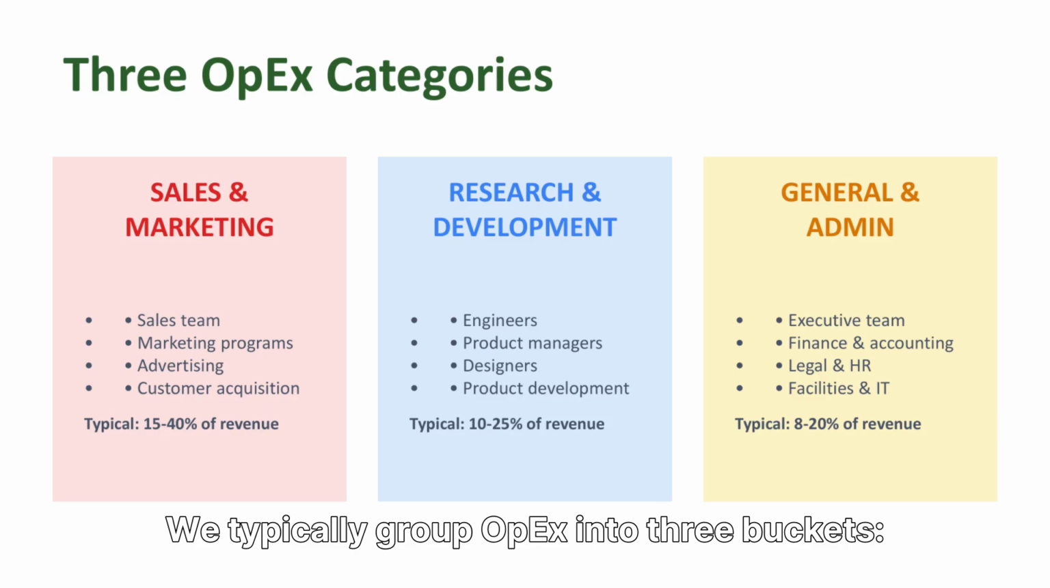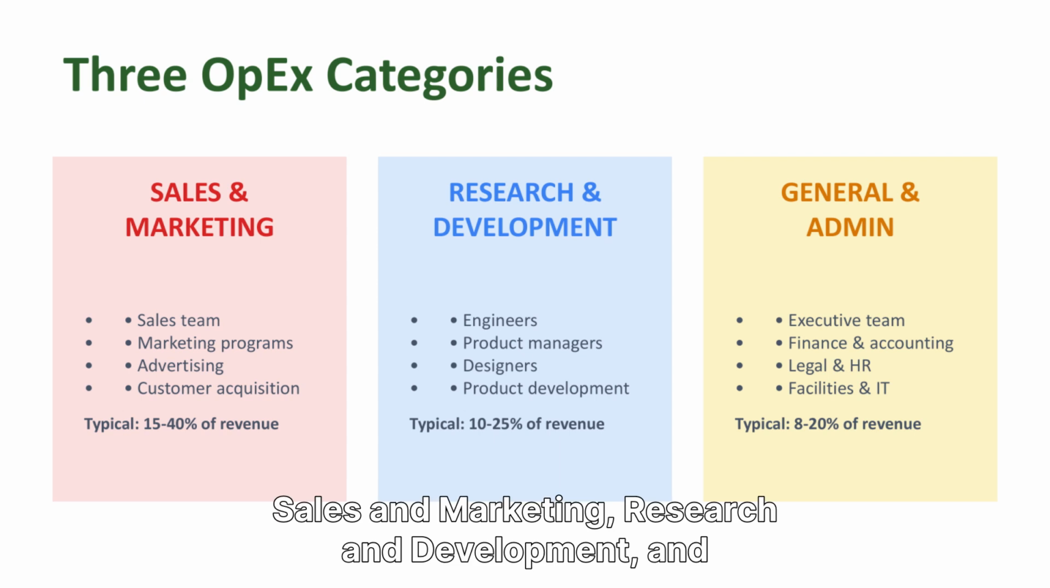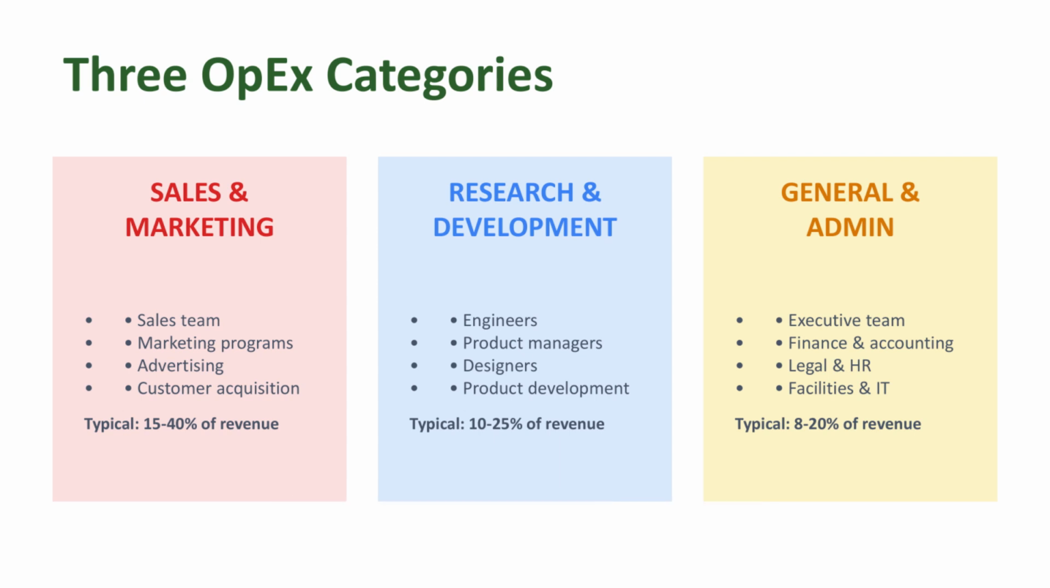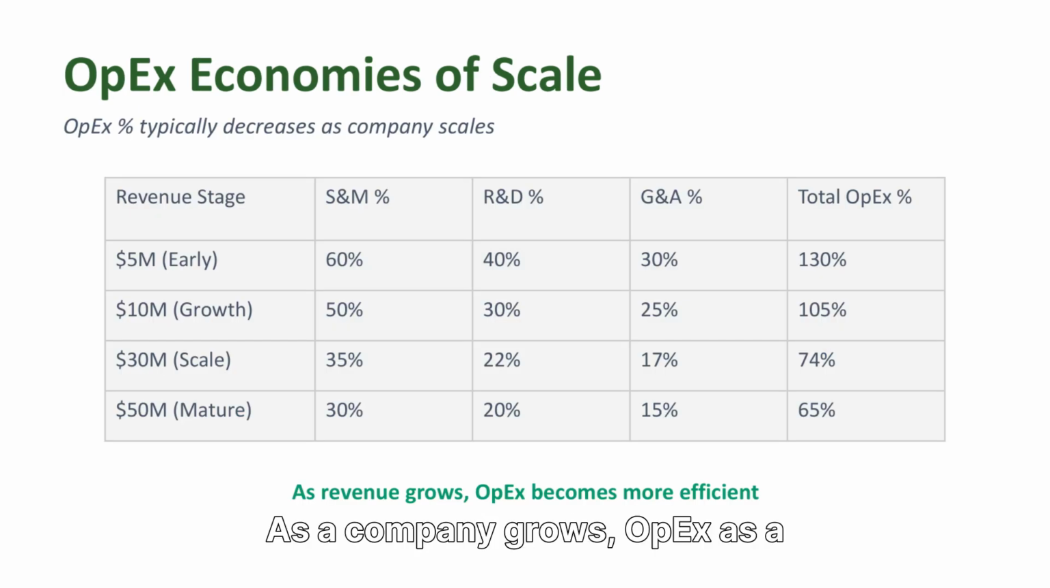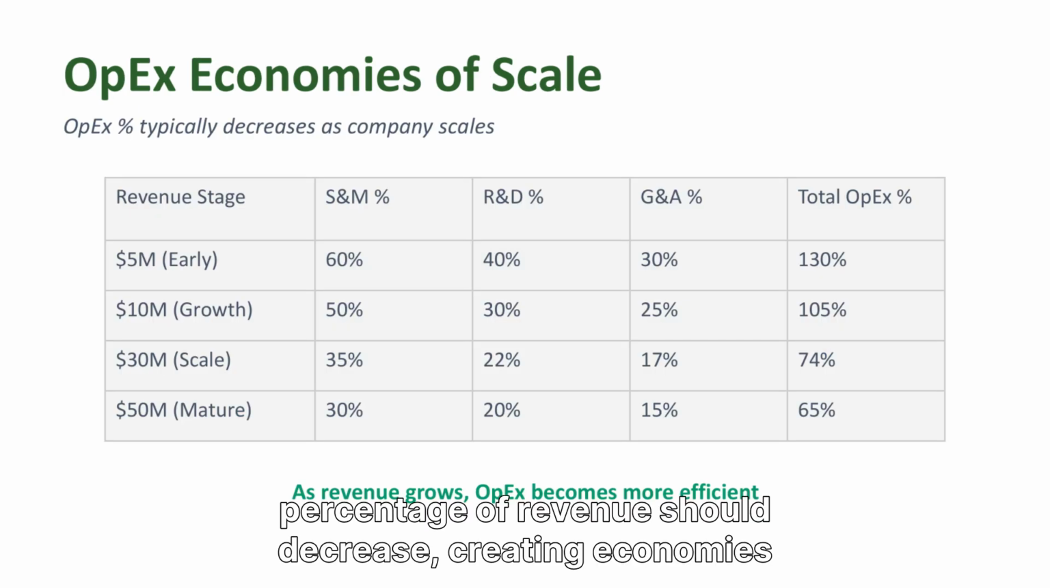Operating expenses, or OpEx, are the costs required to run the business day-to-day that aren't tied directly to production. We typically group OpEx into three buckets: sales and marketing, research and development, and general and administrative expenses. The goal is efficiency. As a company grows, OpEx as a percentage of revenue should decrease, creating economies of scale.